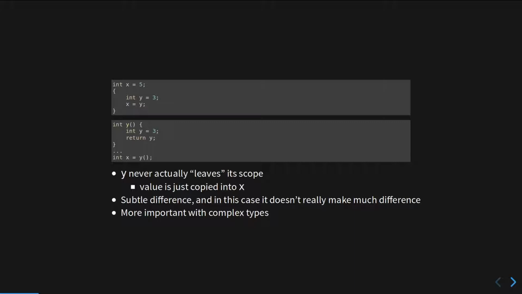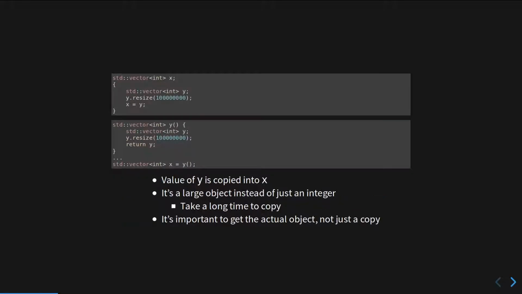It turns out that in both these examples, y never actually leaves its scope. Its value is just copied into x. It's a very subtle difference, and in this case it doesn't really make much difference. But with more complex types, it can be much more important. For example, look at the following.